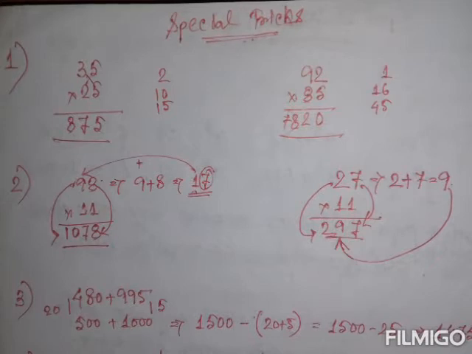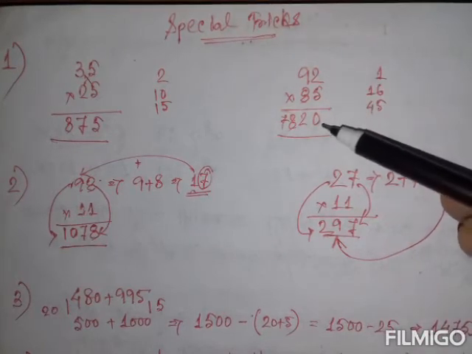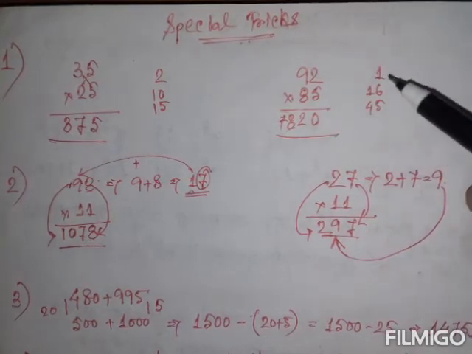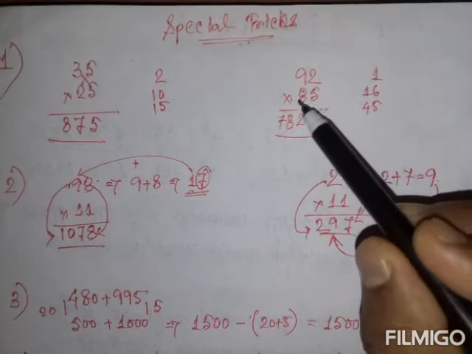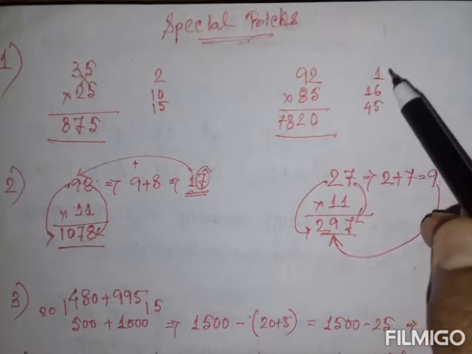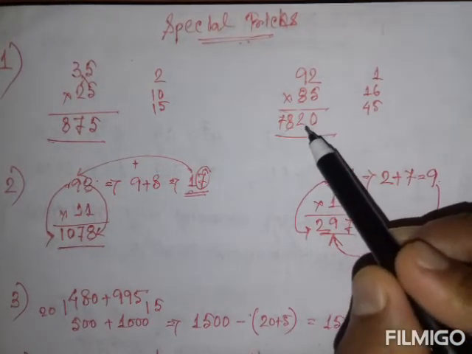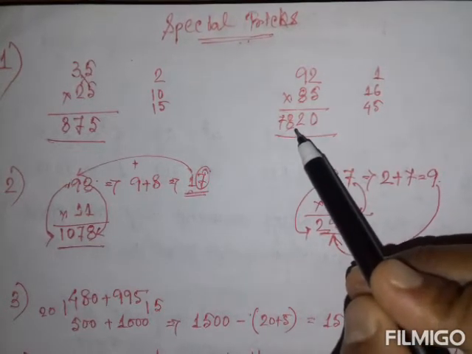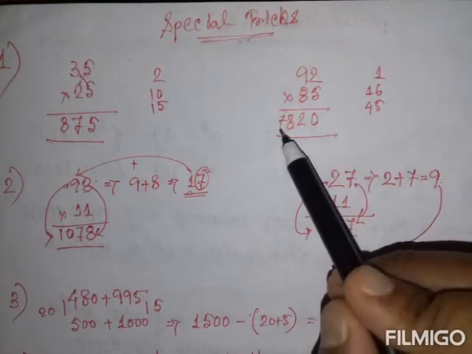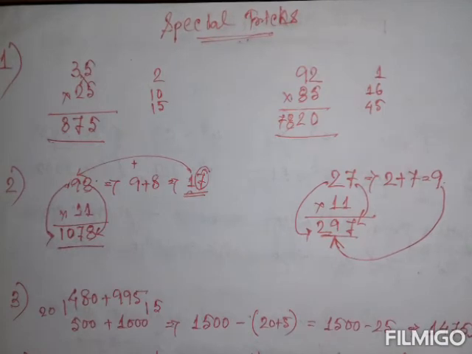Now 92 and 85. At first 2 5s are 10, put here 0 and hold 1 in hand. Then 9 5s are 45 and 8 2s are 16. Add 1, 16 and 45 is equal to 62. Put here 2 and keep 6 in our hand. Now 9 8s are 72 and add 6, it's 78. This is a very simple method. Try in your home.